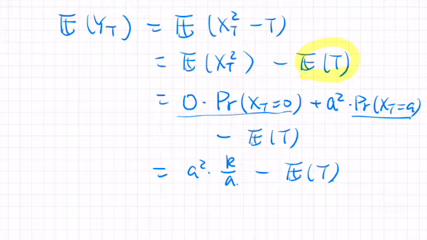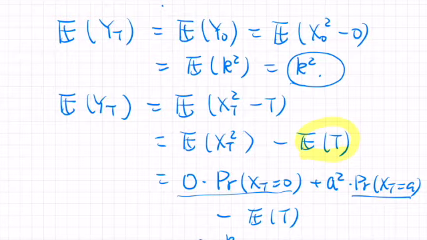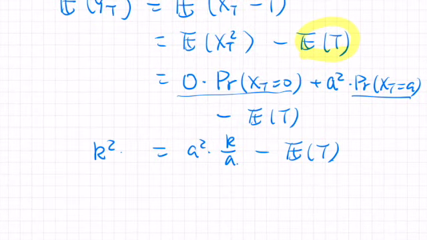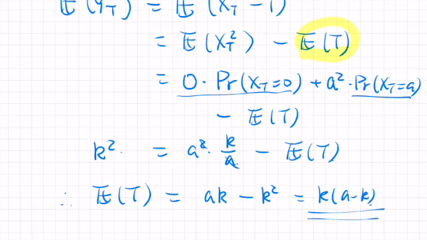So from the previous calculation, the left-hand side should be equal to k squared. Therefore, the expectation value of the stopping time is, let's see, ak minus k squared. So this is it. And actually this is the result we have got in the gambler's ruin problem.